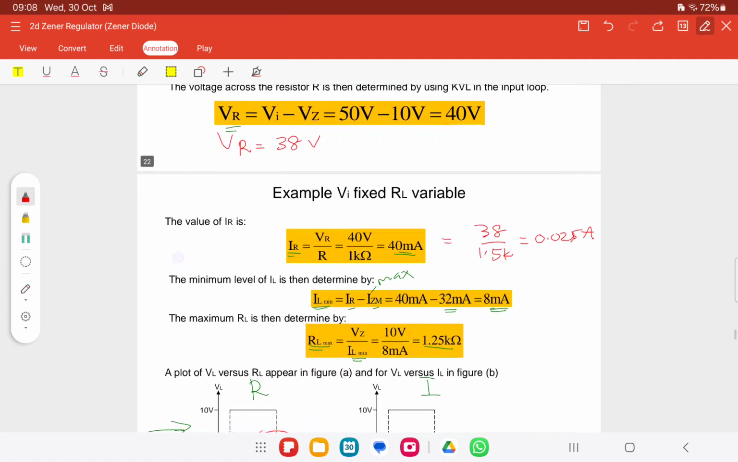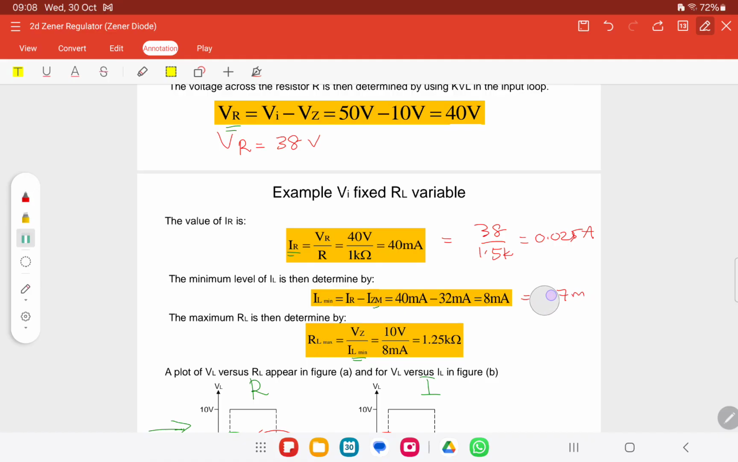Okay, so next one kita cari IL min. IL min dapat negatif ni, kan? Tak apa, kita kira je. Negatif berapa? 37. Negatif 37 mili. Oh, negatif 7. Minus 7 mili ampere. Okay.